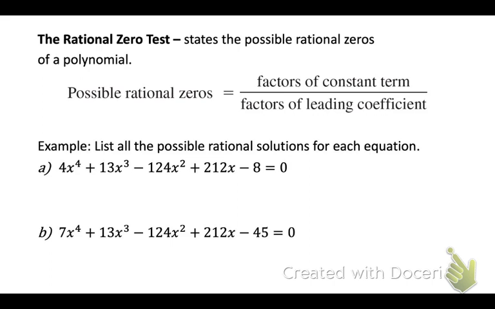So when you are doing your assignment, make sure you pay attention to what it's really asking you, because sometimes it's just asking you for the possible rational zeros. Don't freak out trying to find the zeros. Just list the possible rational zeros.